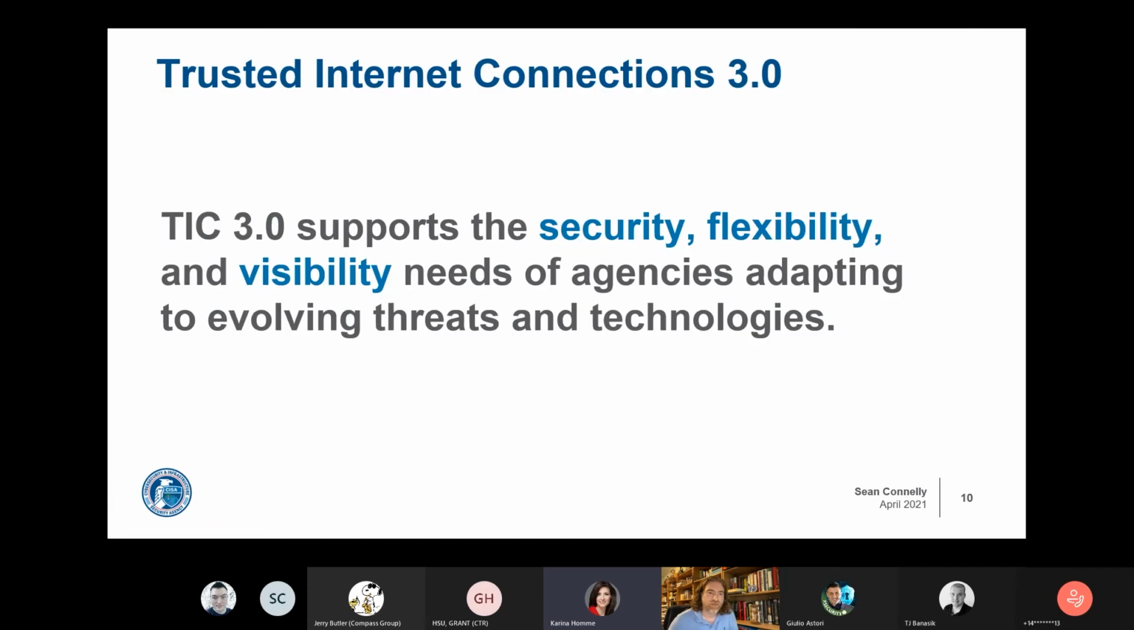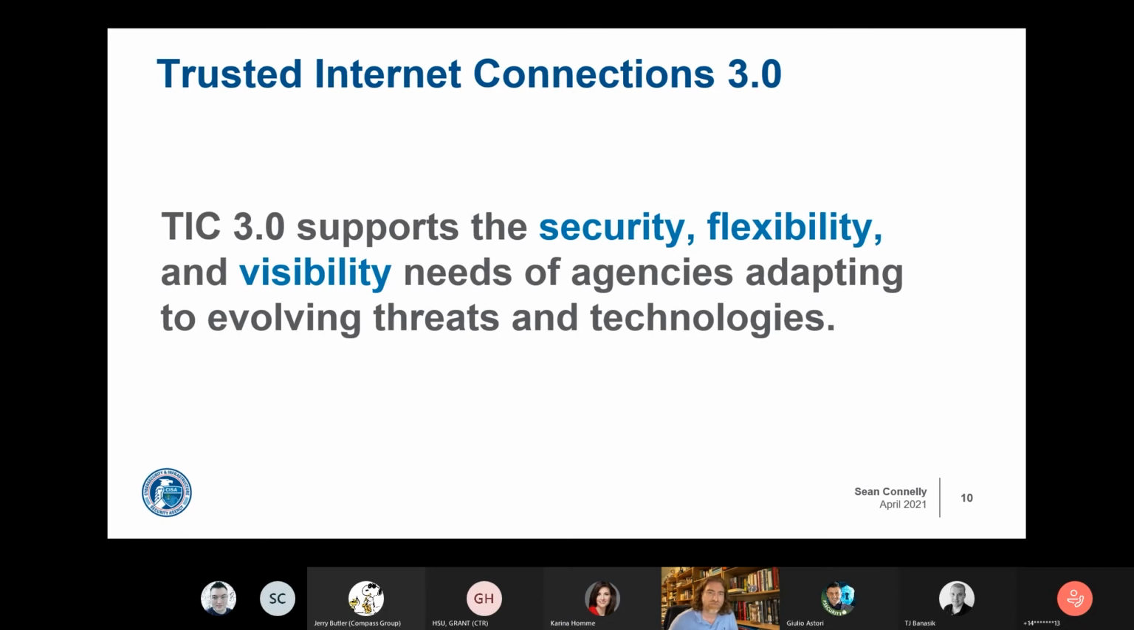First thing we're going to do is ground ourselves in TIC. TIC is the federal government's primary architectural strategy on how to enhance network security across the federal enterprise, meaning the 100 or so federal civilian executive agencies. For the last 10 years, the government's primary strategy was towards a legacy castle and moat philosophy. I'll explain that in a little bit.